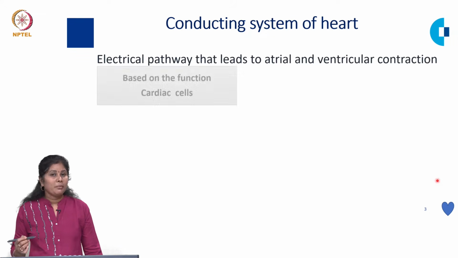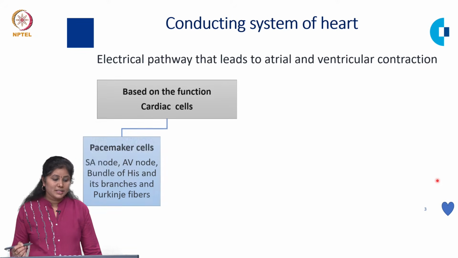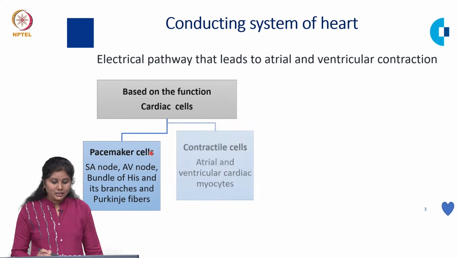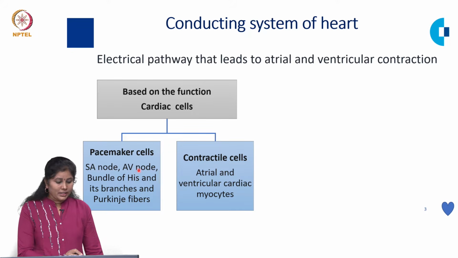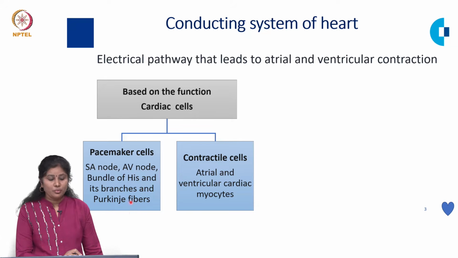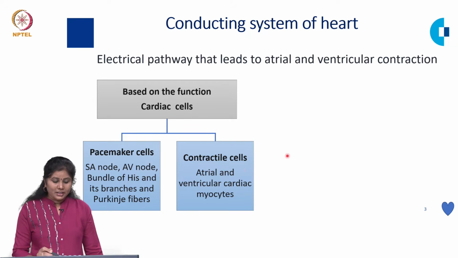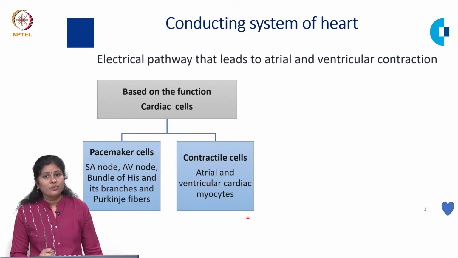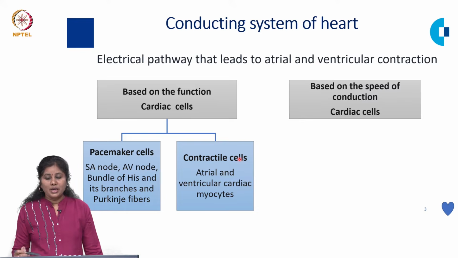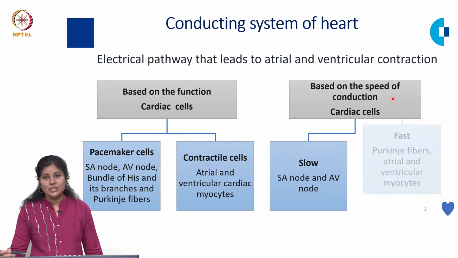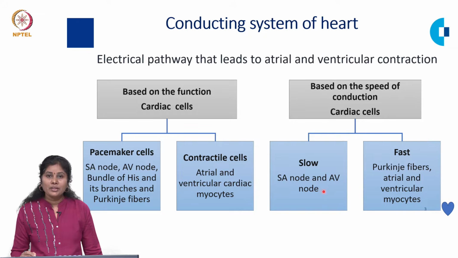Now, the cardiac cells are classified based on the function as well as based on the speed of conduction. Based on the function, the cardiac cells are classified as pacemaker cells and contractile cells. The SA node, AV node, bundle of His and its branches and the Purkinje fiber system form the pacemaker cells, whereas the atrial and the ventricular cardiac myocytes form the contractile cells. Based on the speed of conduction, the cardiac cells are classified as slow fibers and fast fibers. The SA node and the AV node are the slow fibers, whereas the Purkinje fiber system, atrial and the ventricular myocytes are the fast conducting fibers.